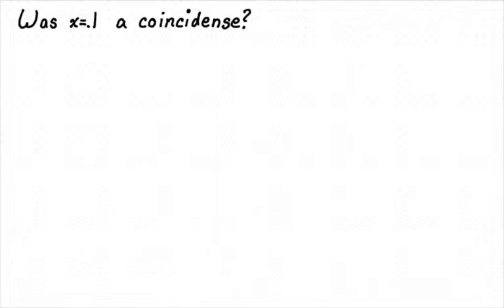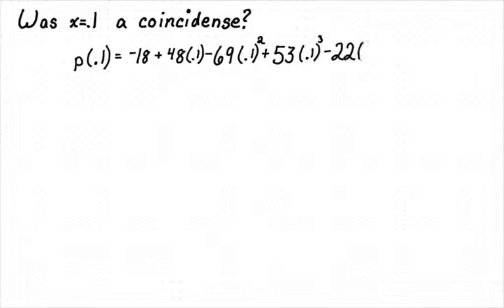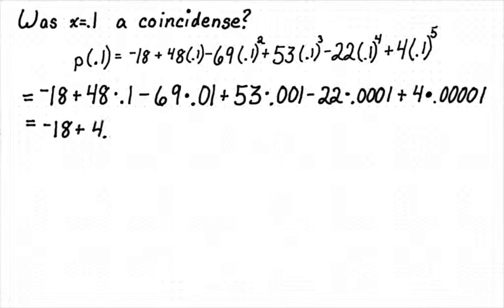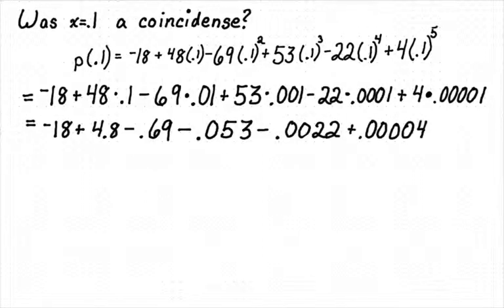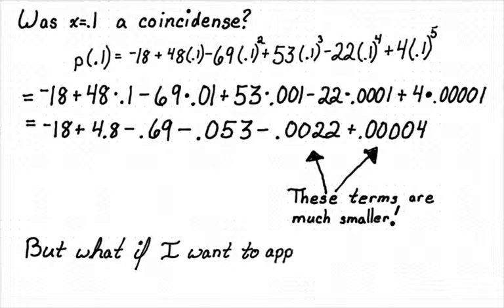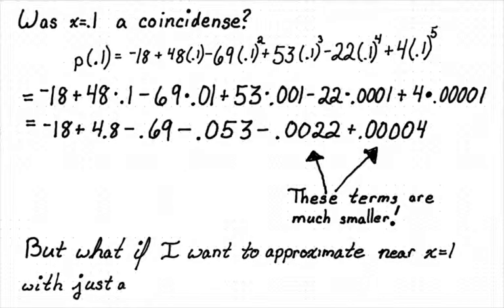So what's going on? Was what happened at 0.1 a coincidence? You can see when I plug in 0.1 into the polynomial, what happens when I square and cube and take 0.1 to the 4th and 5th? What is that doing? Well, these later terms are very small, right? So they matter less. That's not the case when I'm at x equals 1. But what happens if I want to approximate this polynomial near x equals 1? What's going to go on there?